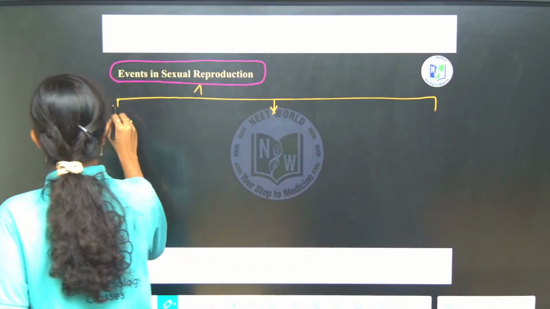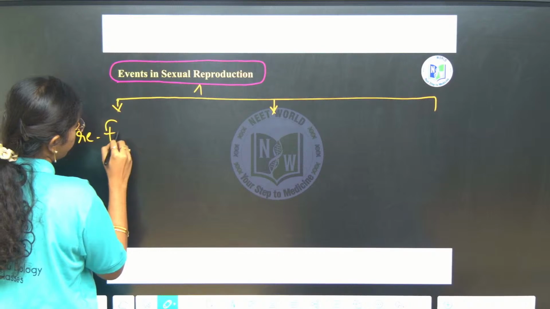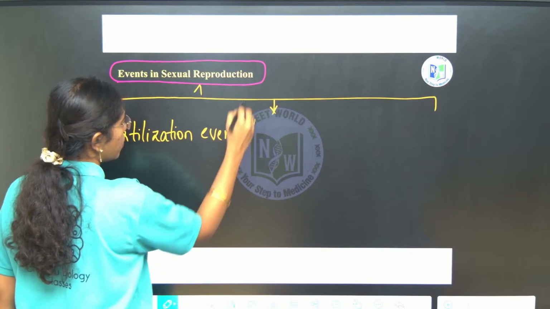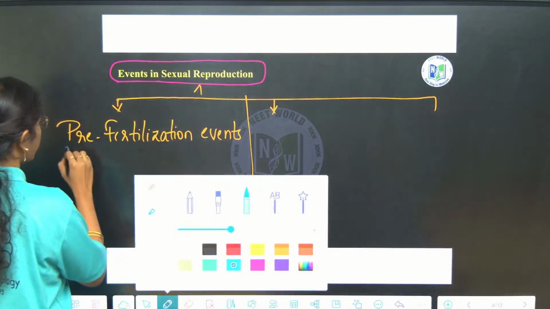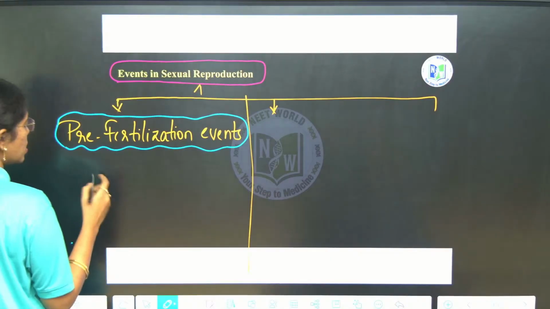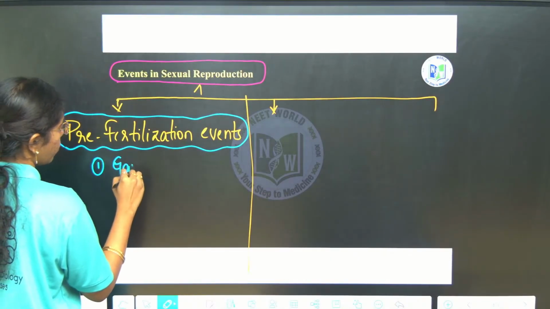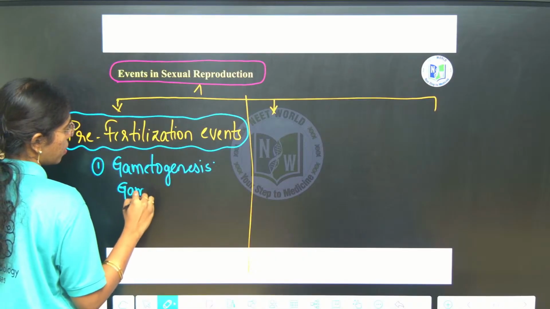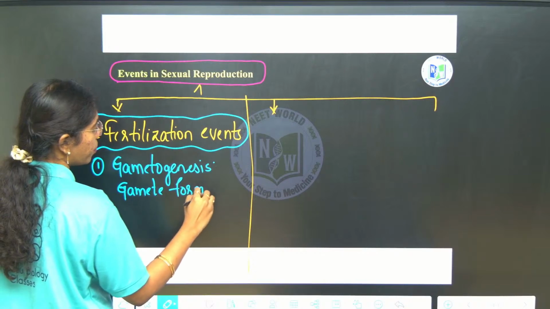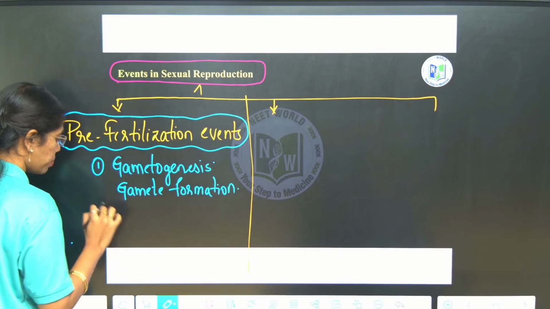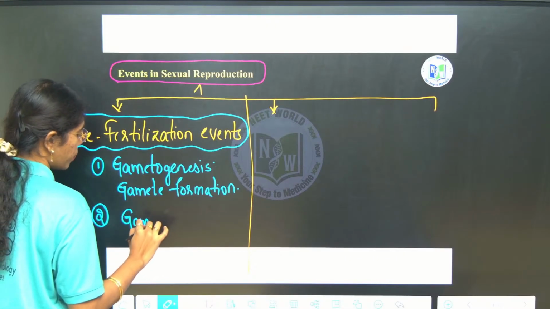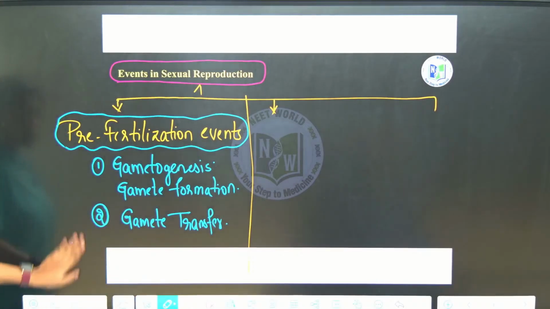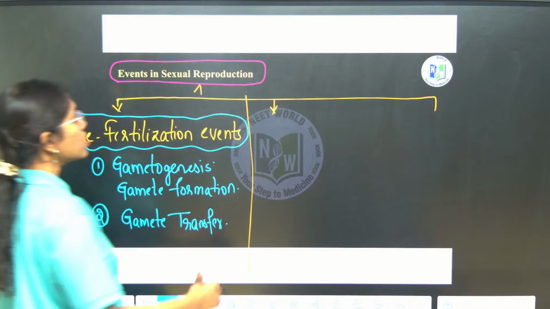pre-fertilization events. Pre-fertilization events include gametogenesis, which is nothing but gamete formation. The second event in the pre-fertilization events is gamete transfer. So, gamete formation or gametogenesis and gamete transfer. Second is fertilization events.